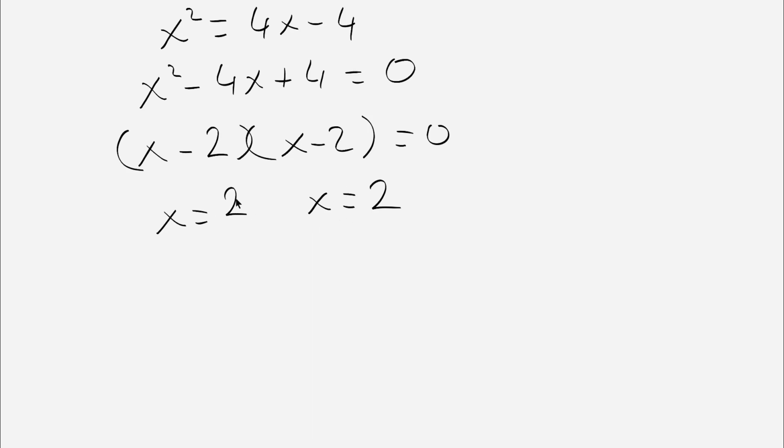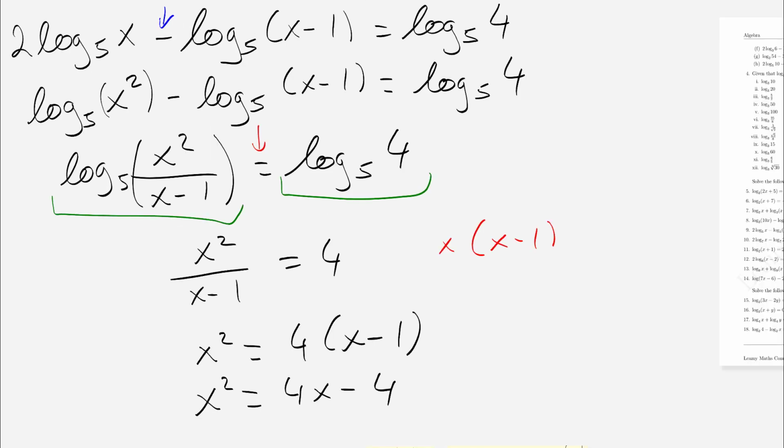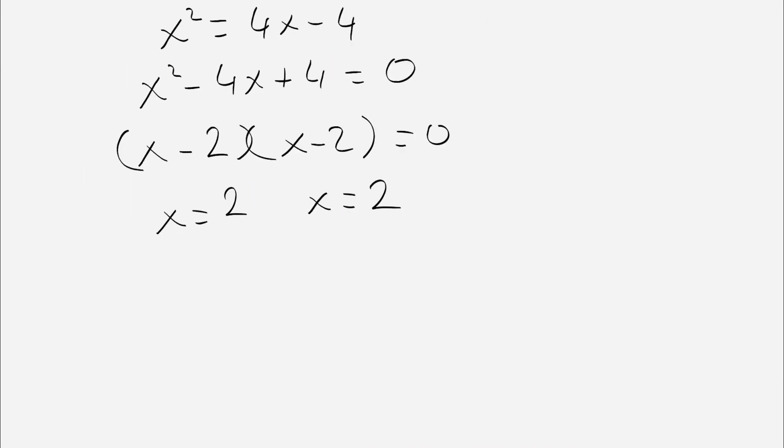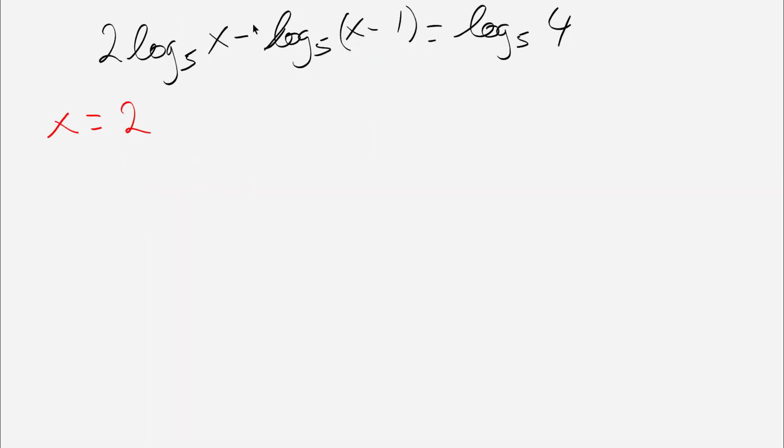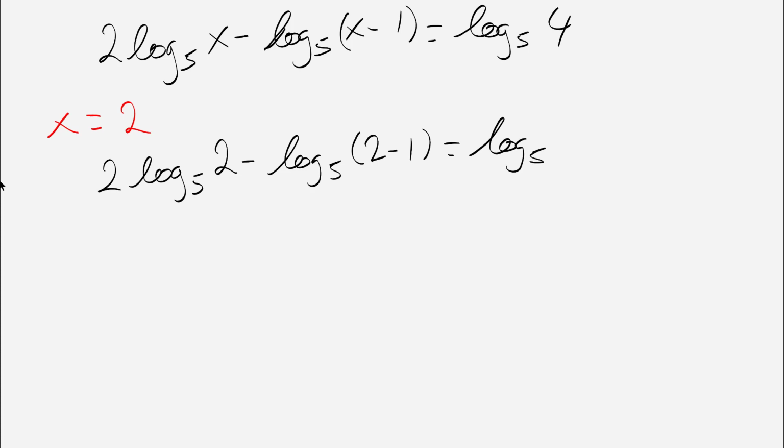Now that is our solution, but once again, we have to go back and have a look at the question. The question, you remember, was 2 log to the base 5 of x minus log to the base 5 of x minus 1 equals log to the base 5 of 4. And we got the solution x equals 2. So we have to substitute that solution into the equation at the start to make sure we're not getting the log of a negative. Looking at this, you'd have 2 log to the base 5 of 2 minus log to the base 5 of 2 minus 1 equals log to the base 5 of 4. You can see in this case that there is no log of a negative. So that means x equals 2 is a viable solution.